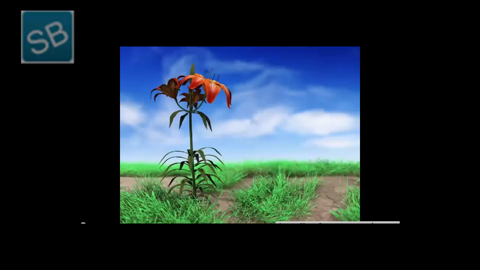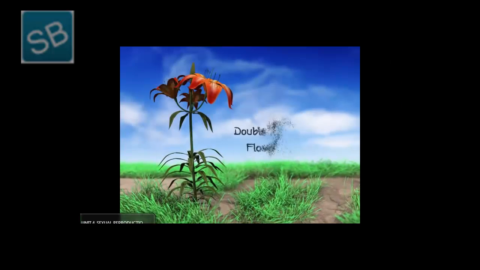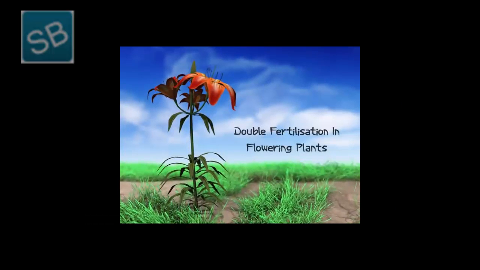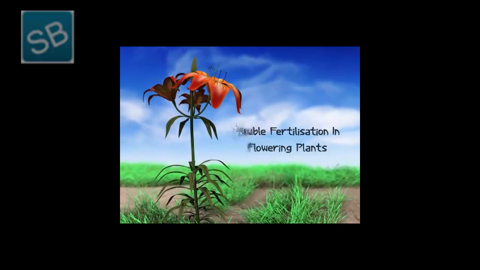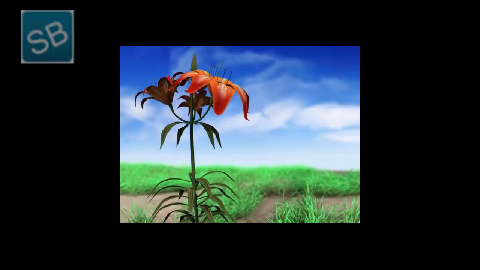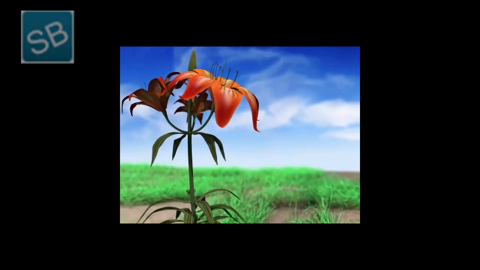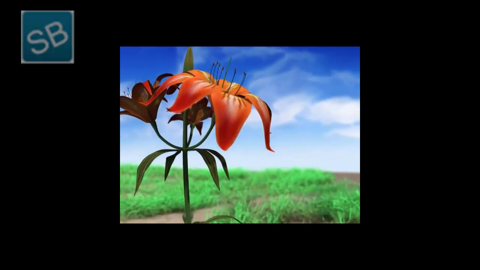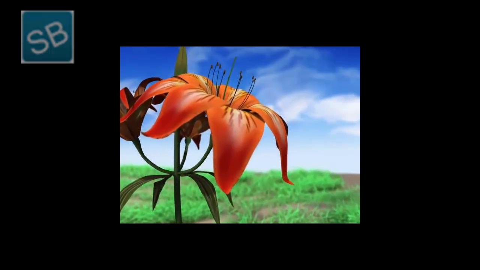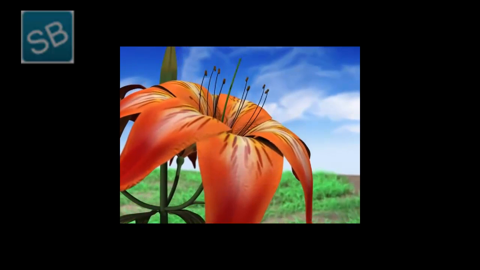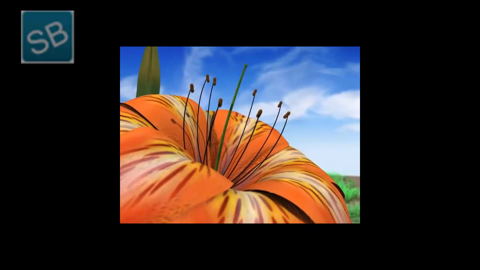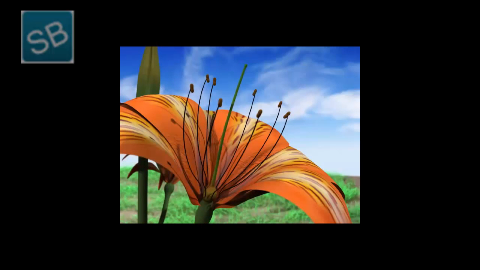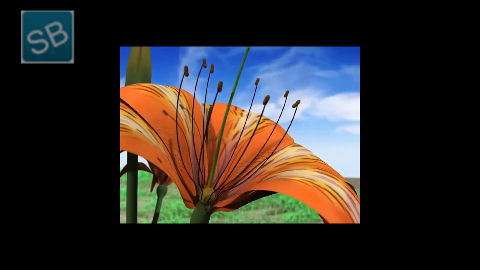Now let us start with the process of double fertilization in flowering plants. Before understanding the double fertilization process, that is a process which takes place between male reproductive organ and female reproductive organ, that is the male gametophyte and female gametophyte in plants, let us understand in detail the structure of ovule and the changes that take place within.